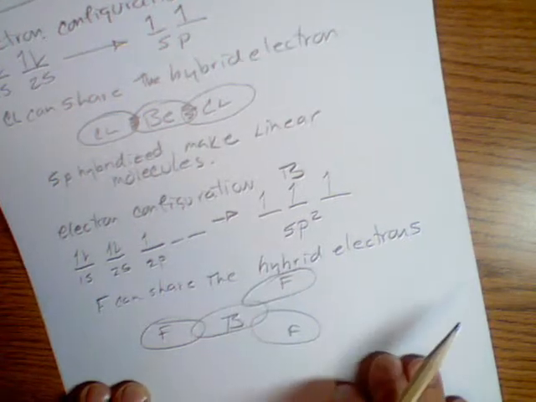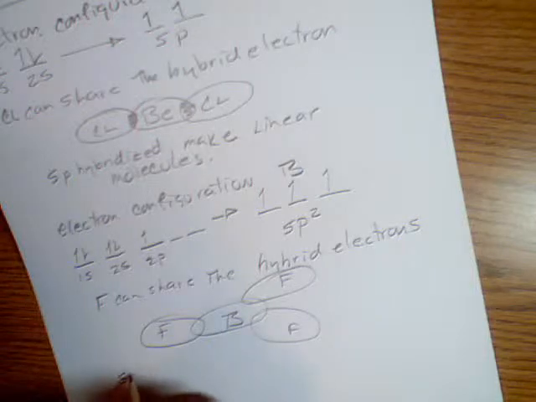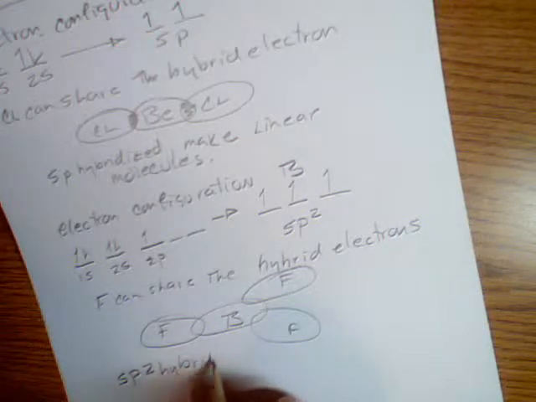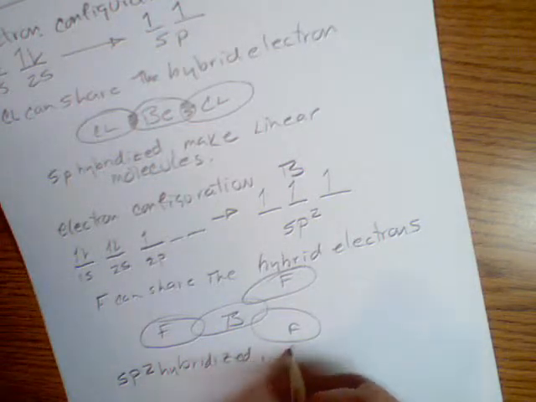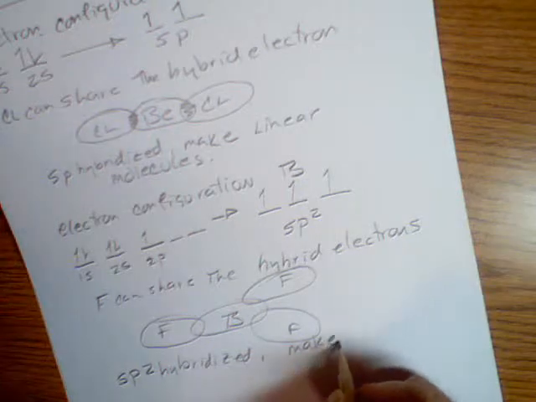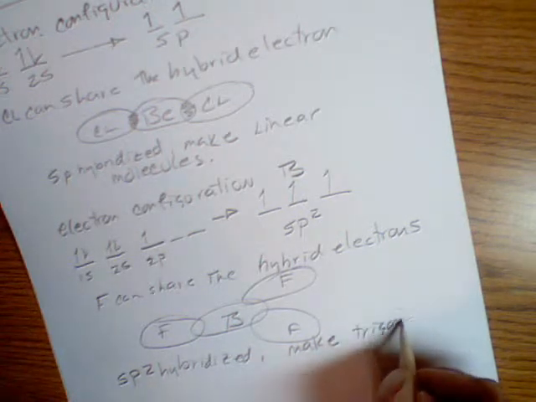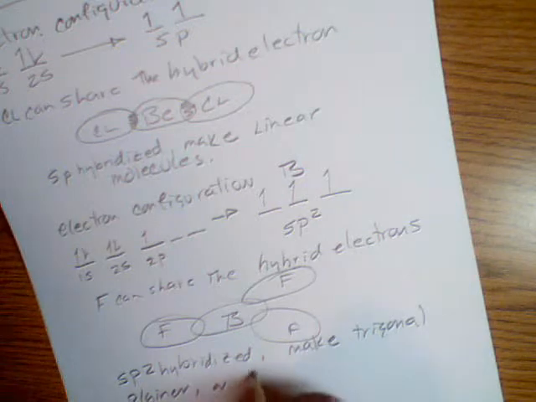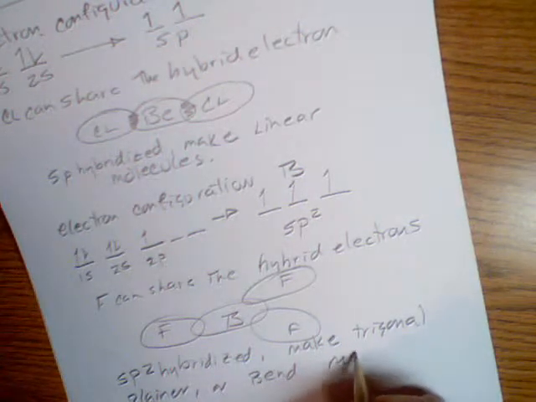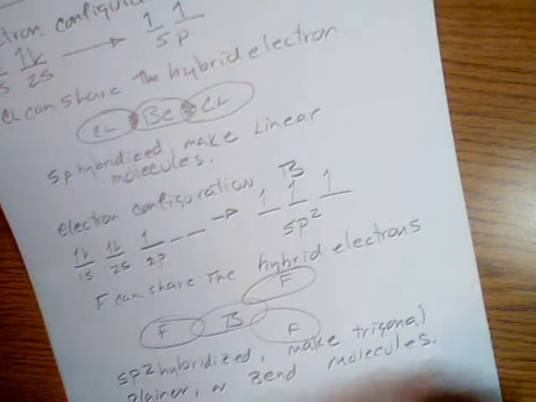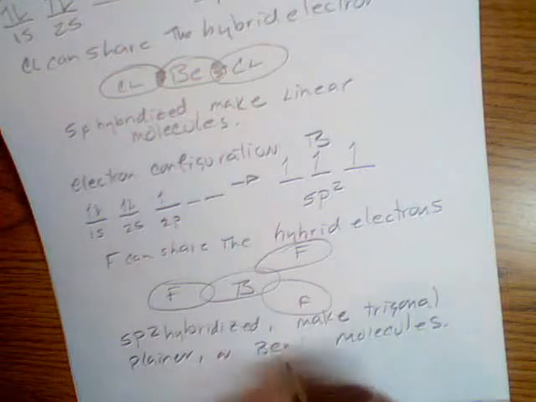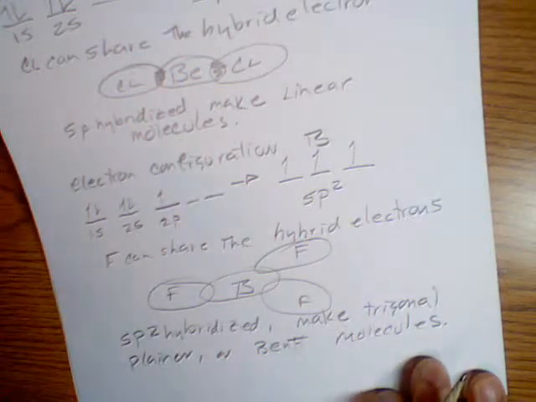And this is an arrangement that you'd find. sp2 hybridized orbitals make trigonal planar or bent molecules. I wrote bend. Don't ask me why. Okay.